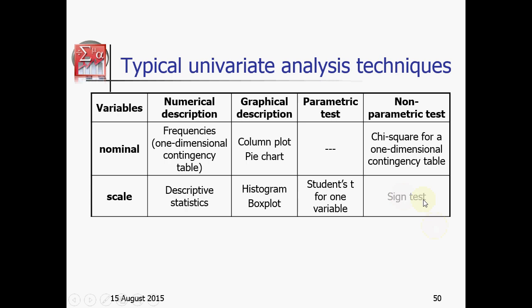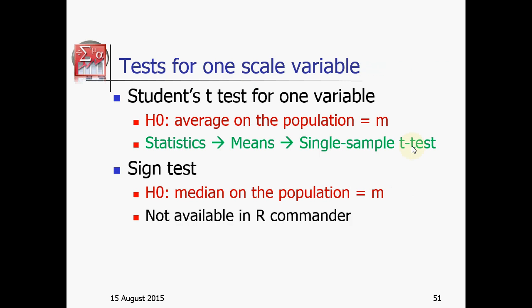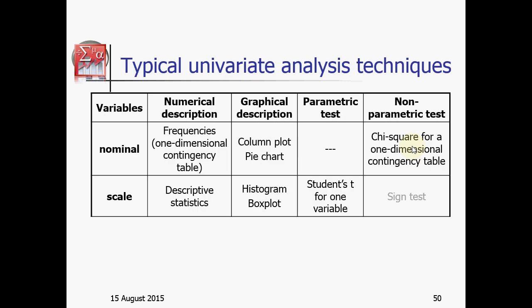The sign test was a test on where the center of the distribution is. This one was a test on how many cases fall into this category, how many cases fall into the other category. Okay, this is the difference. You will see much better later on when we start talking about bivariate analysis techniques.